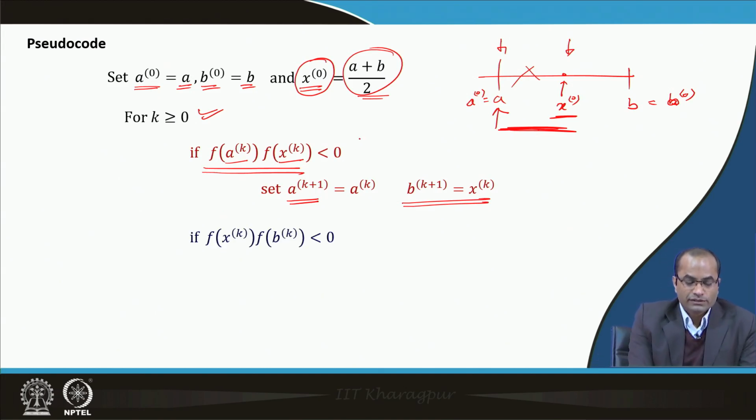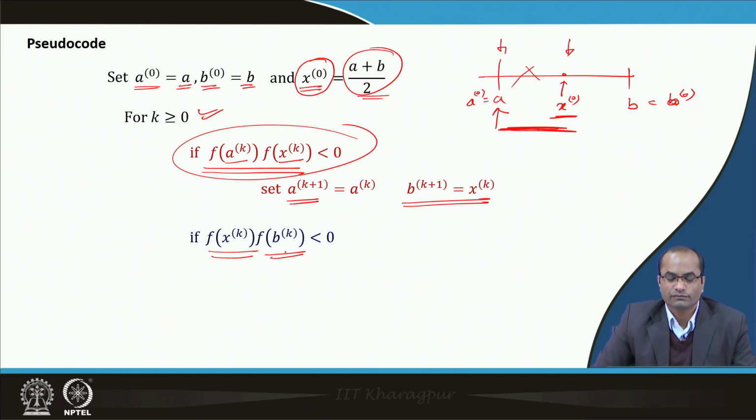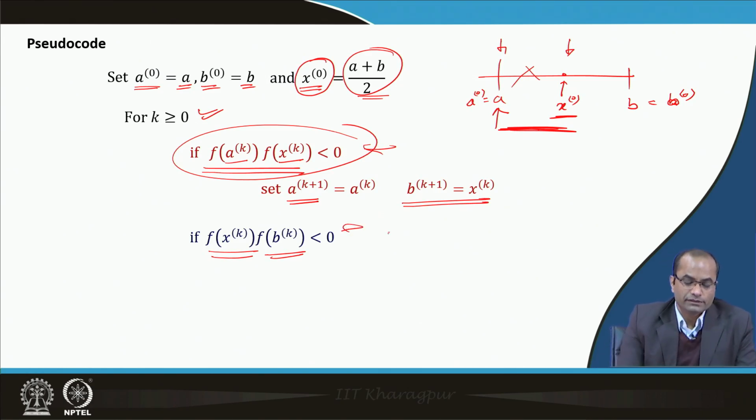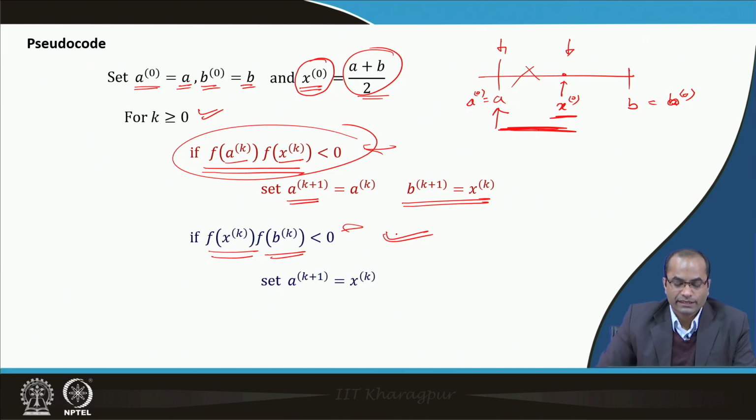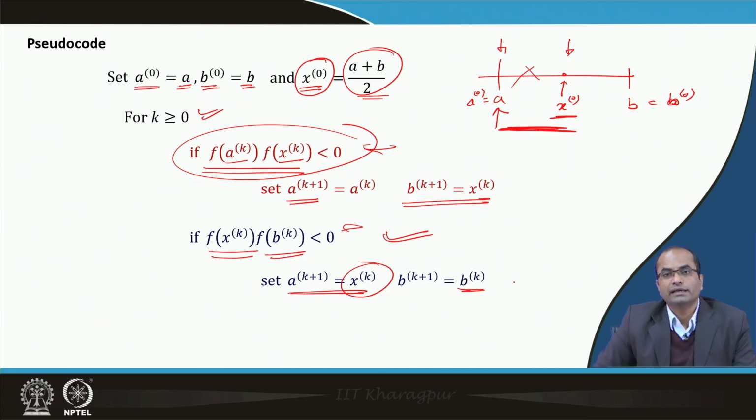If this is not the case, then f x k into f b k will be negative. One of them will be negative because there is a root in between. So, either it will be there, or it will be between x k and b k. If it is between x k and b k, we will set our interval accordingly. Now, the left point we will take x k and the right point we will take b k.